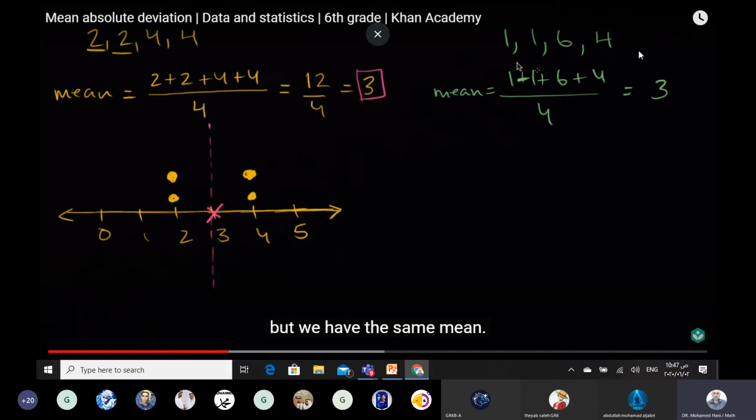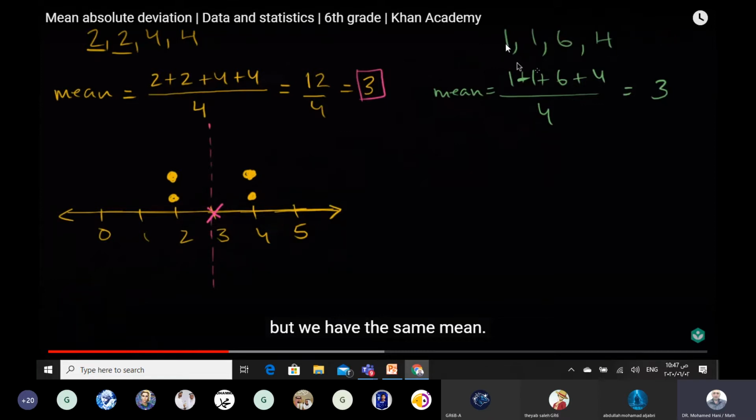Also here we have this data. We have 1, 1, and 6, and 4. And we want to find the mean. Always remember, when you want to find the mean, add all numbers inside the data. Divide by the amount of numbers.